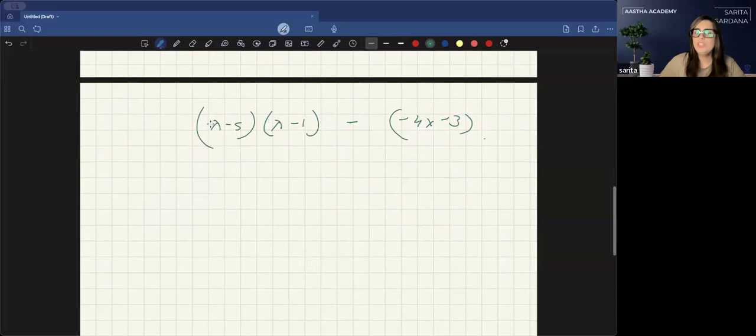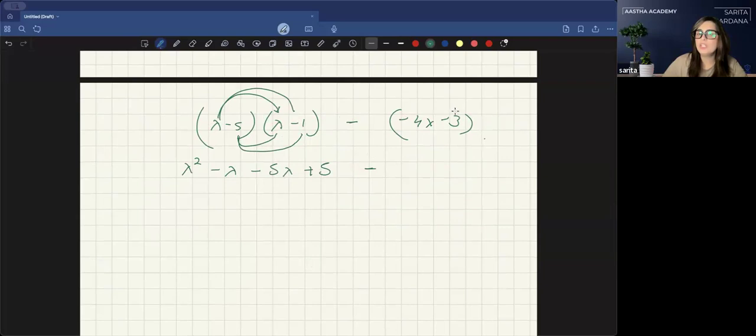Once we need to solve it, we simply multiply the way we multiply two brackets of algebraic expressions. For example, lambda into lambda is lambda square, lambda into minus 1 is minus lambda, then minus 5 into lambda is minus 5 lambda, and minus 5 into minus 1 will give you plus 5. And here you will write a minus sign as it is. Minus 4 into minus 3 will definitely give you plus 12, so I'm going to write here plus 12. I'll just shorten the equation: lambda square minus 6 lambda, and it's going to be minus 7.